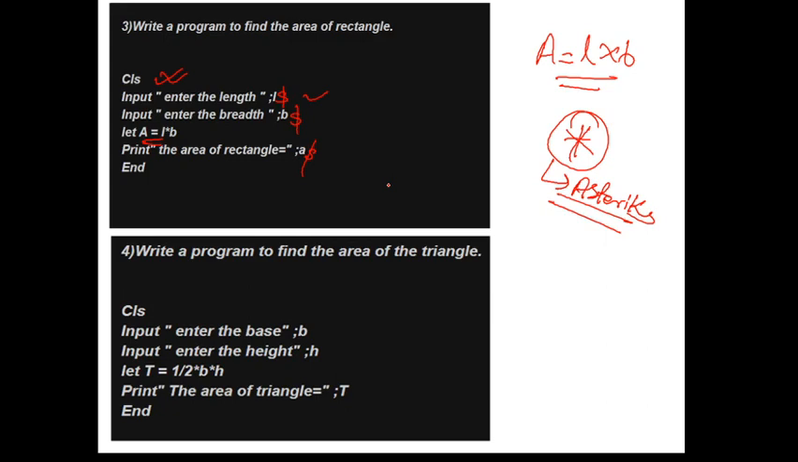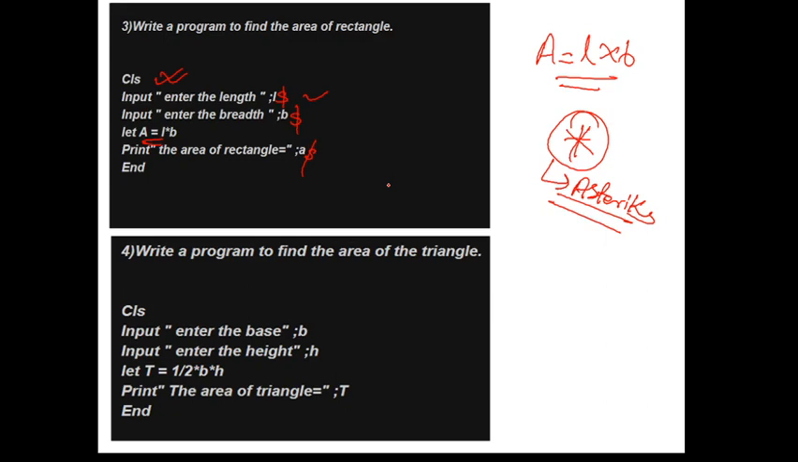Understood? So what did we do in this program? We inputted the length L $, entered the breadth B $. We assumed the formula let A equals L into B, and after doing that, we are just displaying the message, print the area of rectangle, and automatically the result will come.